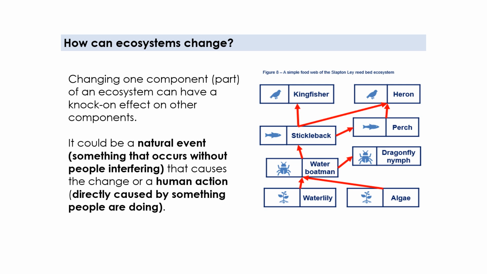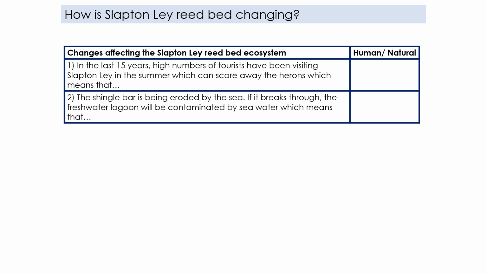So even these small changes, such as a bar being eroded or tourism in the area, can have a drastic impact on the ecosystem. So again, they're just here, changes. If you'd like to jot them down, go back and listen to the chain of reasons, that would be great.